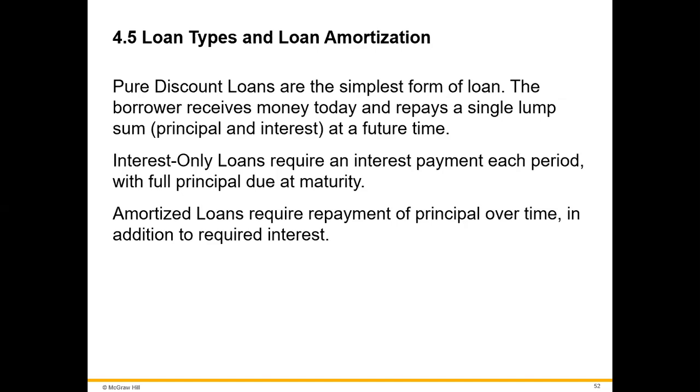Which brings us to our next type of loan, and probably the most common type, amortized loans. You repay principal and interest each payment. So what you originally borrowed plus your interest is paid each payment.